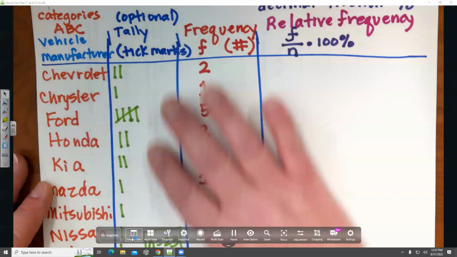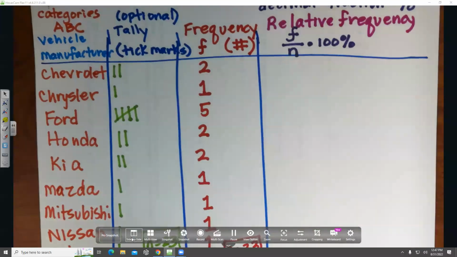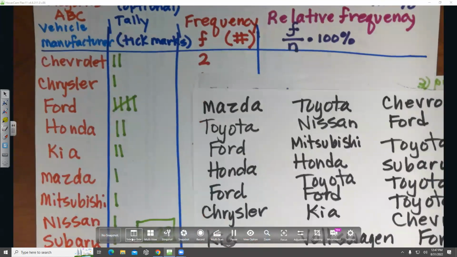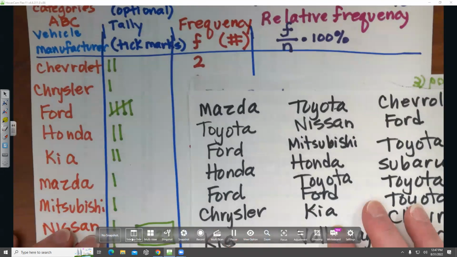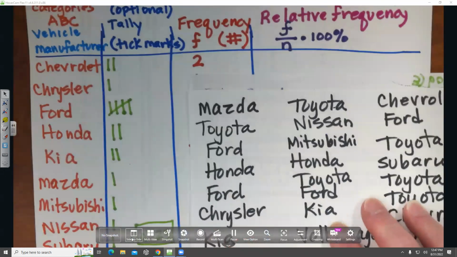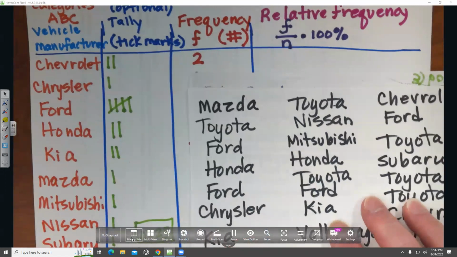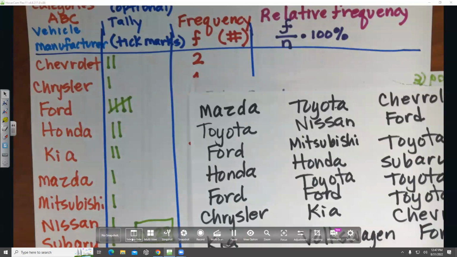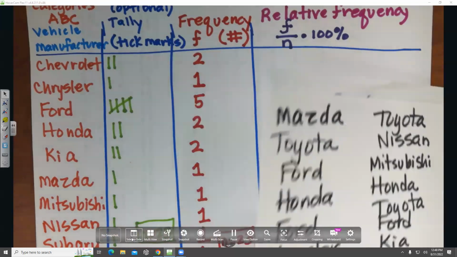The second column is the column that is optional. What we did is we took our data and we went through the list, and each time that particular category occurred, we put a tick mark. Again, with a list of 23, you might not need that column. But if you had 230 or larger sample size, you might.